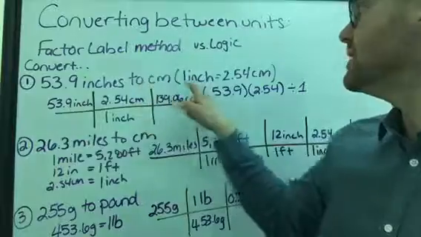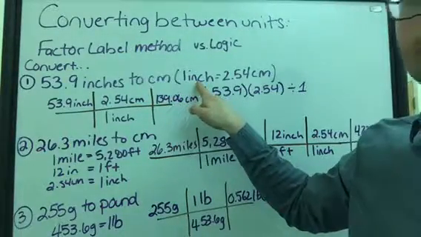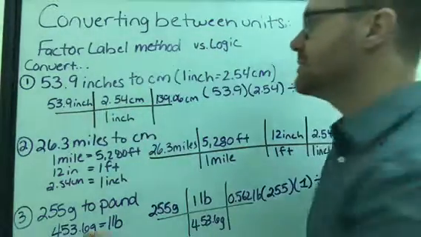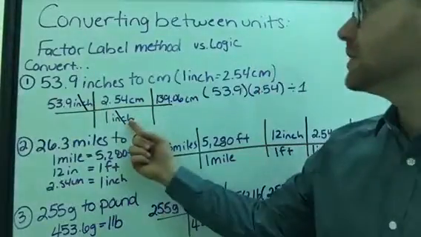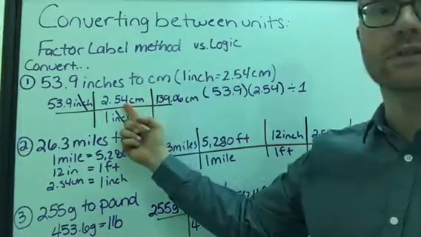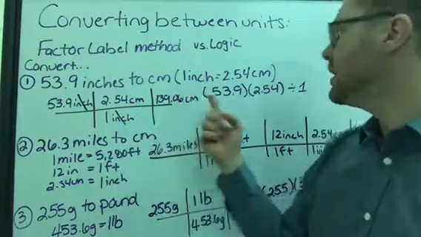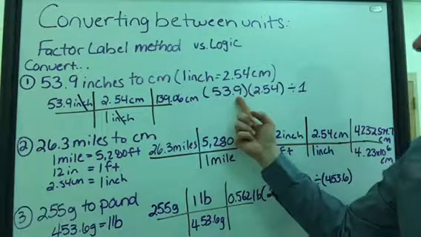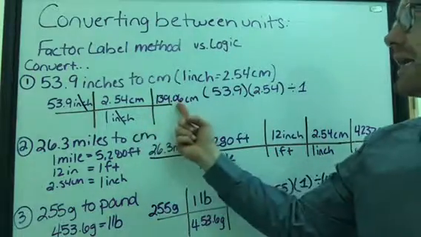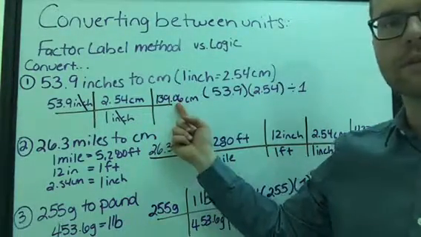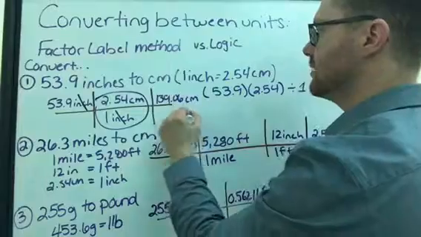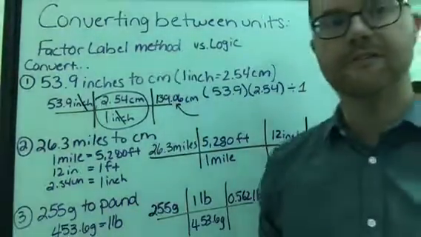So what I need to do is manipulate this conversion factor so that the 1 inch is in the denominator. Why? Well, what's going to happen is my inches will cancel. So I manipulate it, 1 inch goes in the denominator and 2.54 centimeters goes in the numerator. Now I can convert by taking 53.9 inches, multiplying it by 2.54 centimeters, dividing by 1, and I get 139.06 centimeters. That's my conversion. This piece right here, my answer, my conversion is right here. All right, so that's called the factor label method.